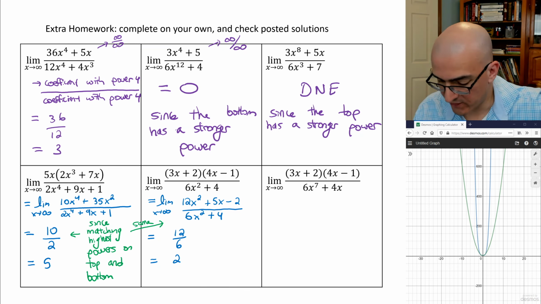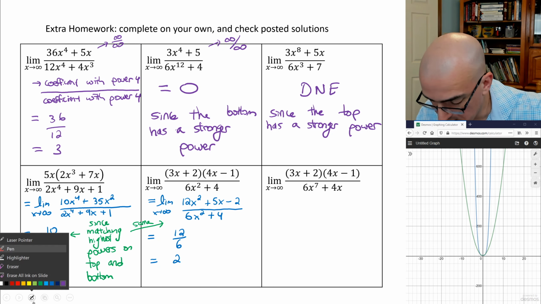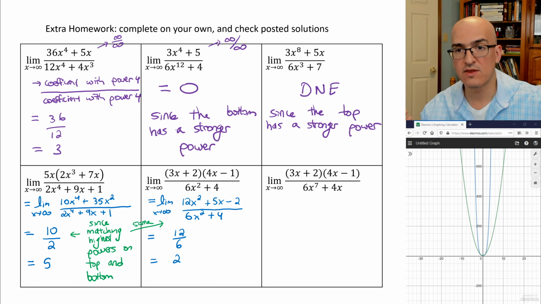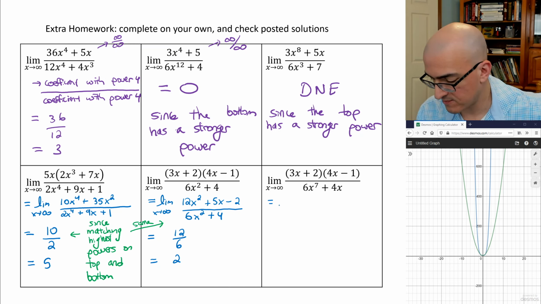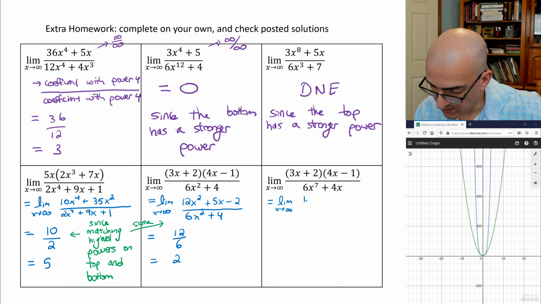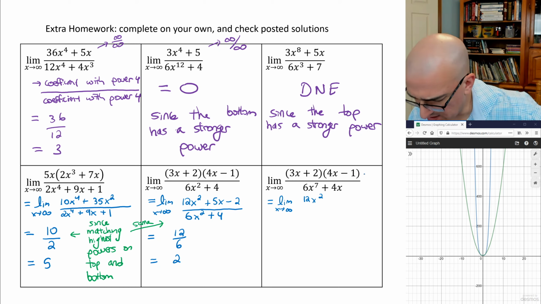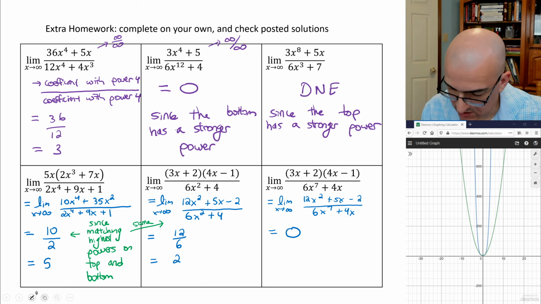Okay, last example. We have a power 7 in the denominator, and after we FOIL, we're going to have a power 2 in the numerator, so our answer is going to be 0, but I'm going to fully do the FOIL anyway, just to reinforce the habit that when you want to use one of these shortcuts, or even if you want to divide by x to a power over x to a power, when you want to use either of those methods, you need to fully expand the expression. So limit x approaches infinity, 3x times 4x is 12x squared, and then I have 3. Oh, it's exactly the same. Okay, plus 5x minus 2 over 6x to the 7 plus 4x. And we're going to get 0 since the bottom is stronger.